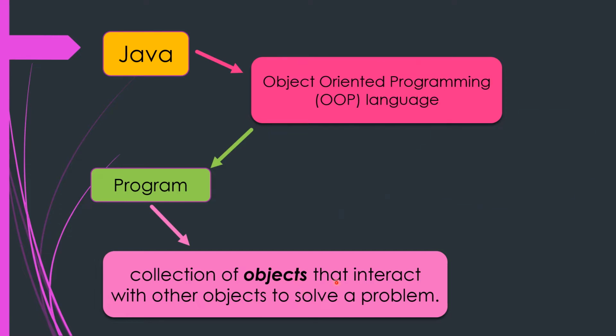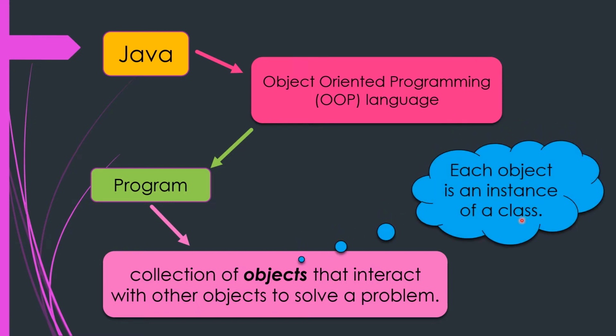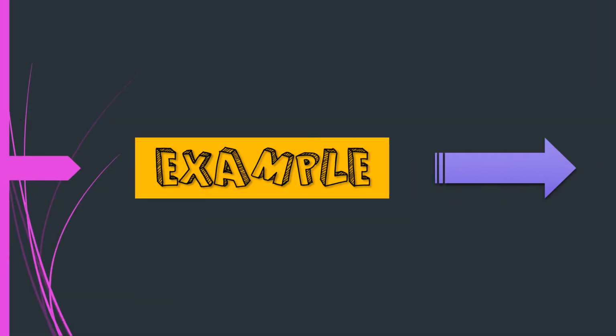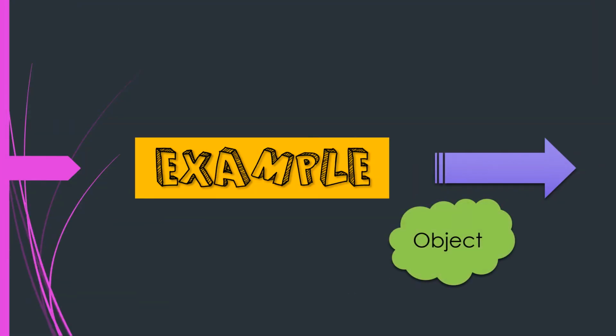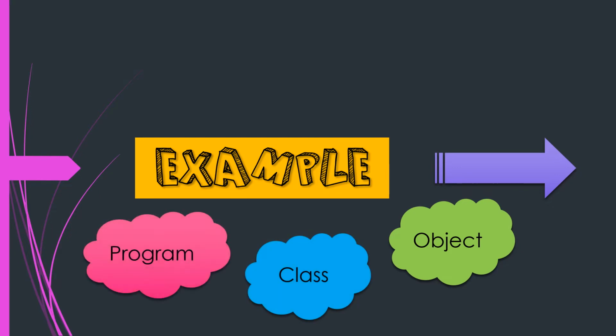Now what is an object? Each object is an instance of a class. Basically, this statement is very important, and you must always remember that an object is an instance of a class. We will be discussing this statement in detail, because if I explain it now, there will be no use. You will not understand. Firstly, we will take an example, and after that example, you will clearly understand the meaning of this statement. So after this example, you will be clear with what is an object, what is a class, and what is a program, and how they are all linked to each other.